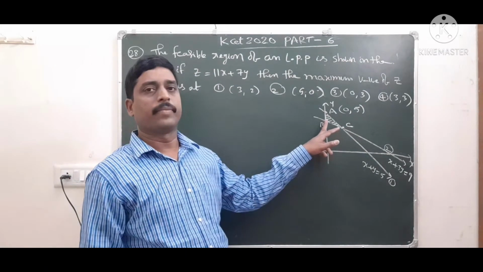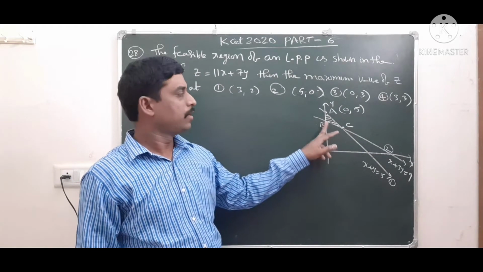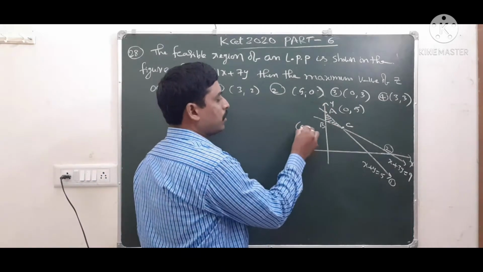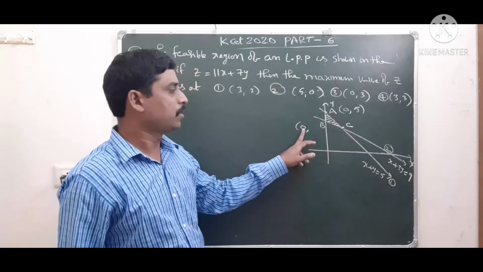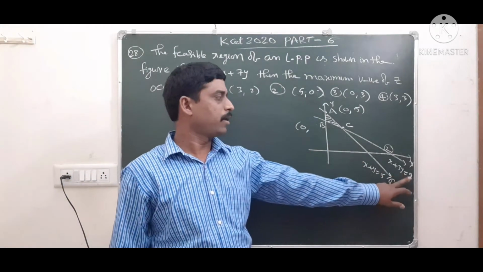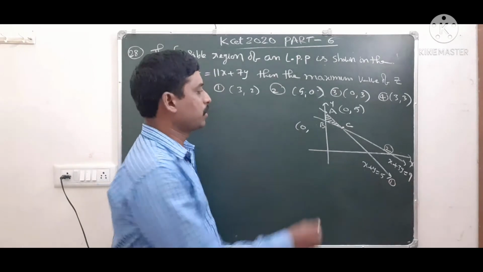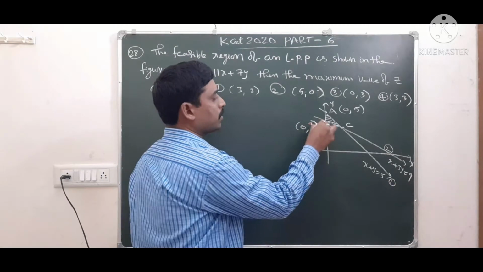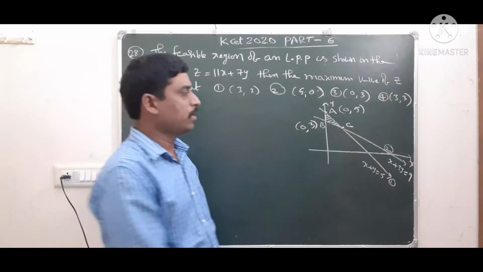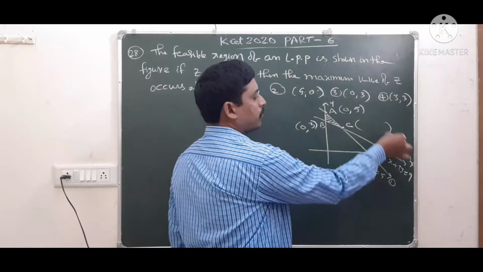And the second point B lies on the y-axis. On the y-axis, x coordinate is 0. If x is 0, from the second equation 3y is equal to 9, y is equal to 3. This point is 0, 3. Next, the third corner point is C. What is C? The point of intersection of these two lines.